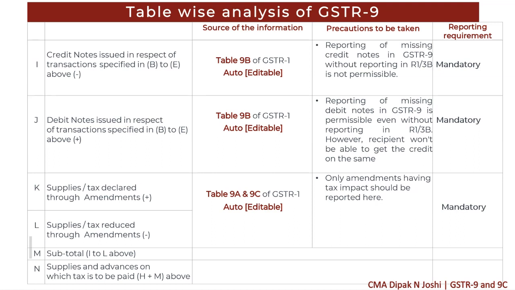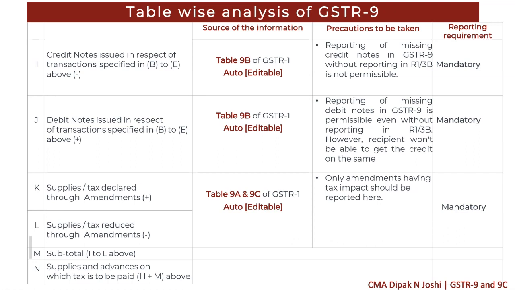Table 4K and table 4L are regarding amendments in supplies or tax declared through the amendments. So whenever you are making any amendments, it will be made through GSTR 1. It will be made through table 9A and 9C of GSTR 1. Now, in that case also, you just need to report, and here is the precaution we should take. You are required to report figures of only those transactions from table 9A and 9C which have a tax impact.